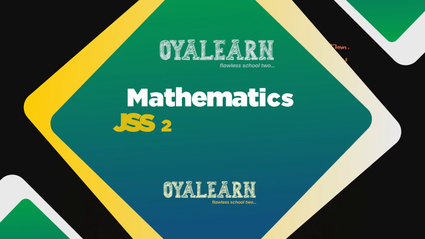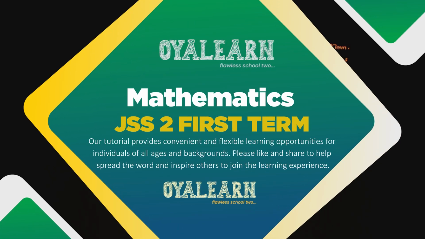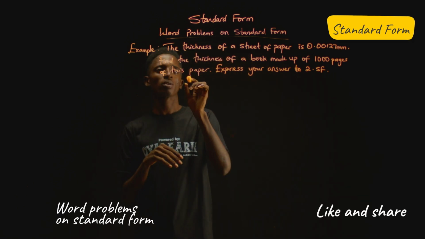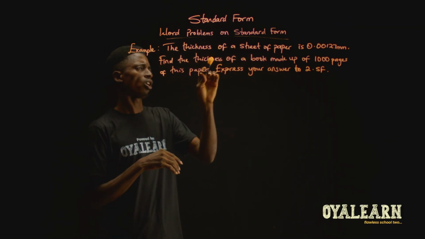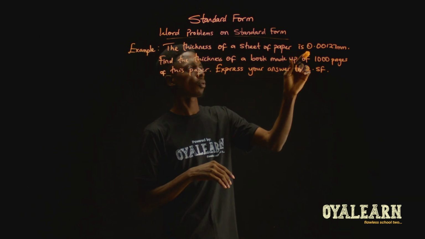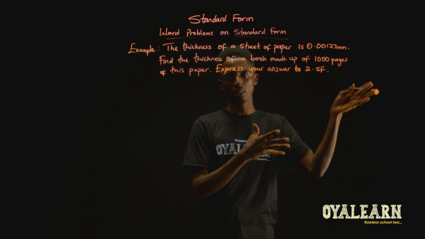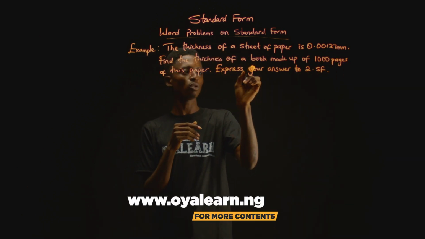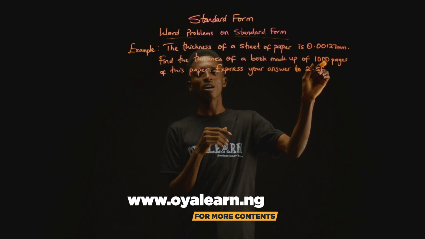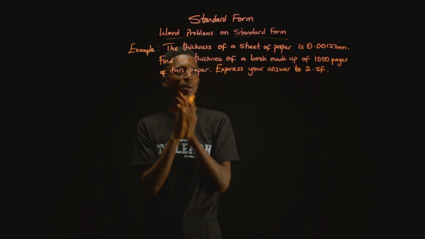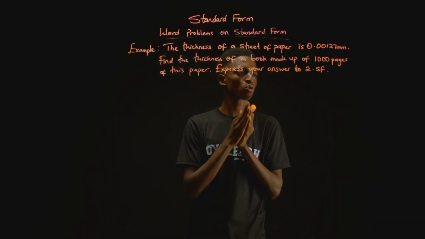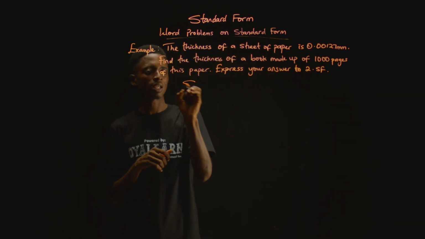Here is another word problem on standard form. When working with standard form, in this question we are told that the thickness of a sheet of paper is 0.00127 millimeters. And we are to find the thickness of a book made up of 1,000 pages of this paper. And we are to express our answer to two significant figures. So here's the solution.